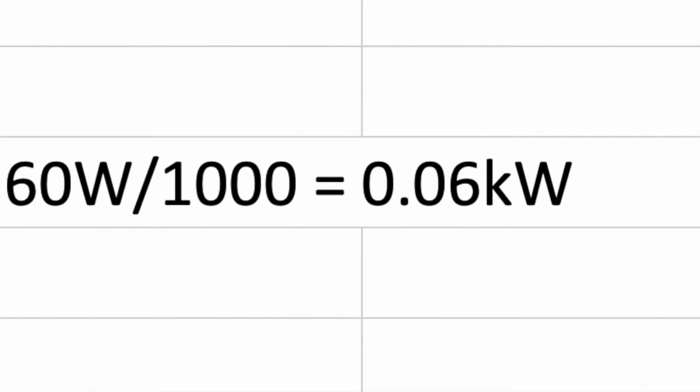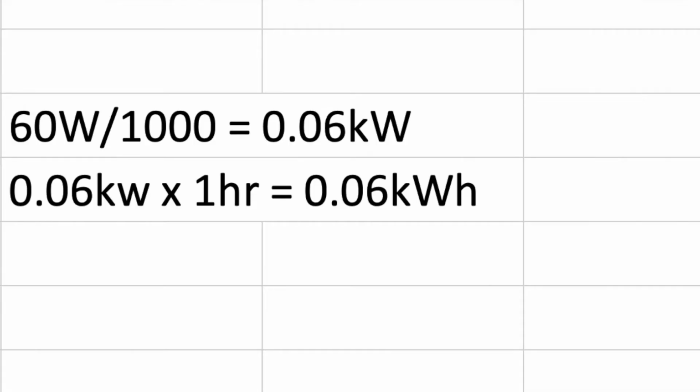So if we use the example of a 60 watt light bulb and we divide it by 1,000, we get 0.06 kilowatts. That's how much power a 60 watt light bulb is using. Now, if we take that over an hour, so an hour of use for that 60 watt bulb, we're going to get 0.06 kilowatt hours.